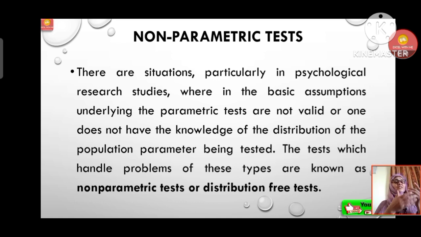For example, when we do the t-test in parametric tests, what happens? Suppose we have taken two subjects, we are seeing whether any difference is there in the achievement of the students. We take the means of it and we calculate them, take the standard deviation, and we see the t-test, and then we decide whether there is a relationship or not. The tests which handle problems of these types, when we don't understand the distribution of the population parameters, are known as non-parametric tests or distribution-free tests.